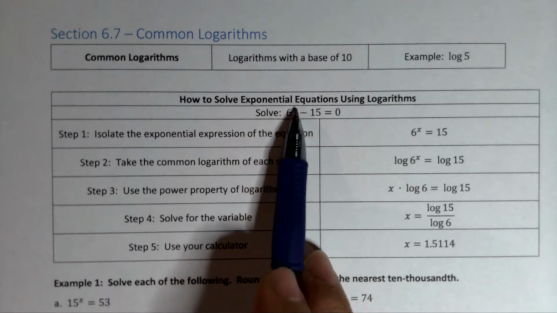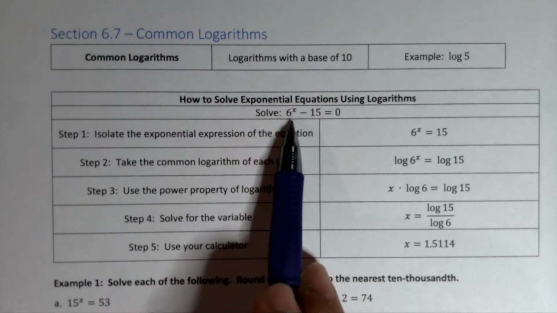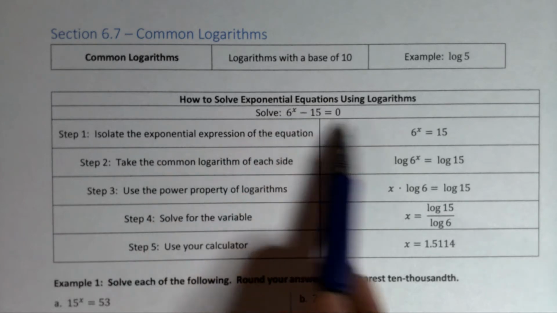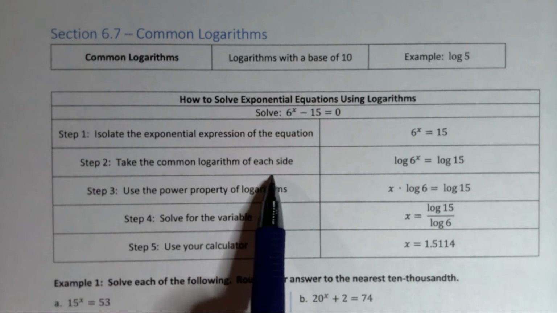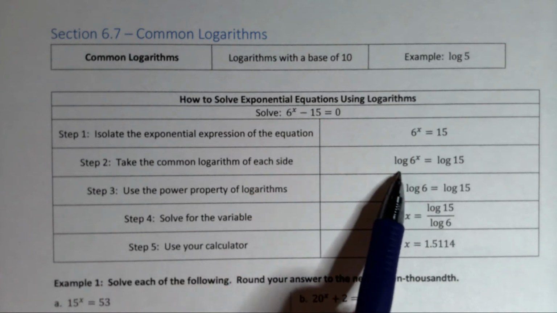But what you want to do is isolate the term with the exponent. The term with the exponent in this equation is 6 to the x. So we're going to get rid of the minus 15, so we bring it to the right. And then we're going to take the log of both sides. Doesn't matter what kind of log you take. I prefer the common log.